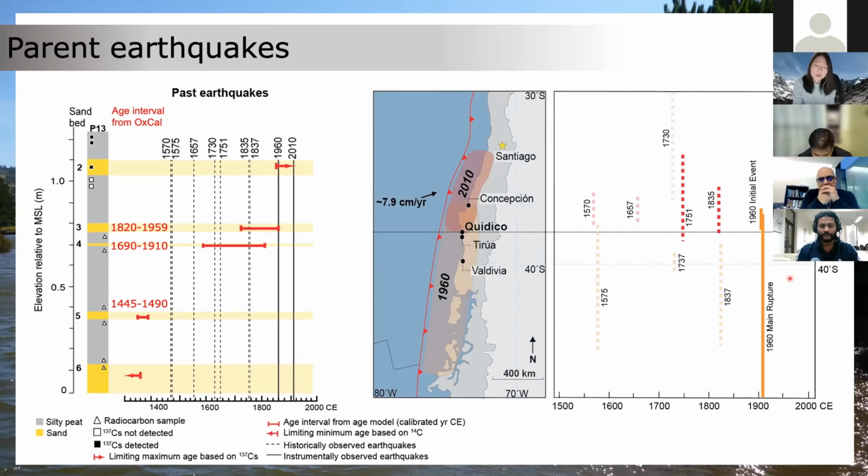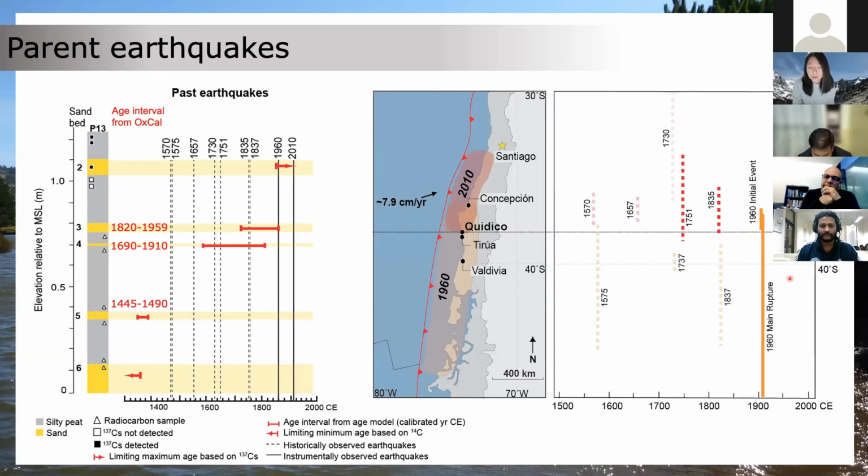Our age model results suggest then that sandbed 3 was deposited between 1820 and 1959, and sandbed 4 was deposited between 1690 and 1910. During this time range, there are historical accounts of 4 tsunamis that could have inundated Quirico: 1730, 1751, 1835, and 1837.